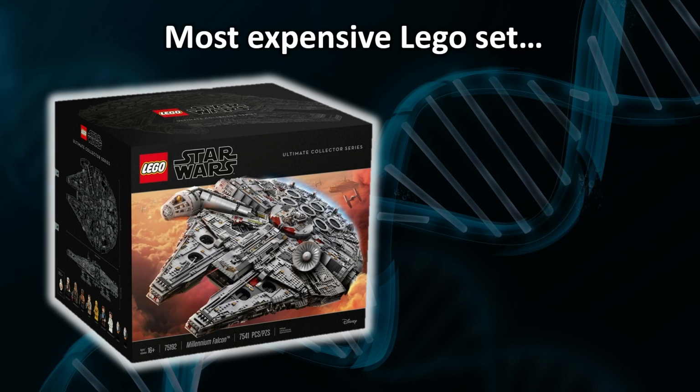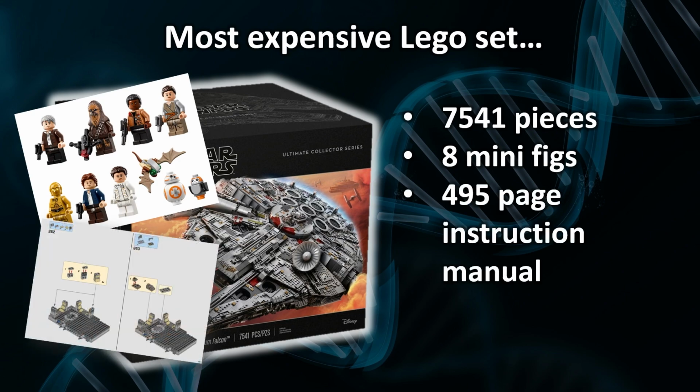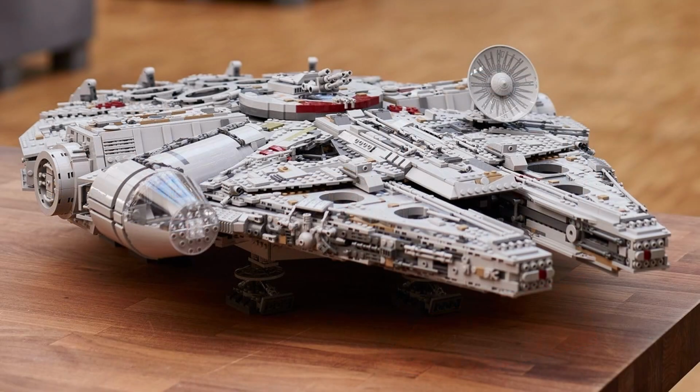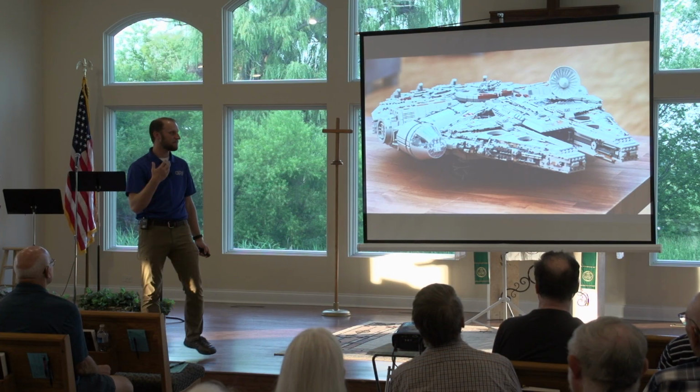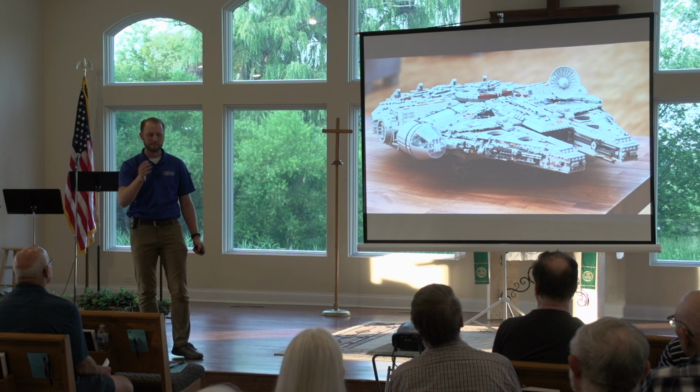And here's why. It's because they're made up of 7,541 pieces, 8 minifigs, a 495-page instruction manual, and all this for the low, low price of $850. It's not so bad. And once you go through all this work of assembling it, you have a beautiful Millennium Falcon. Now that's a pretty nice design, isn't it? Like, it's pretty impressive. Humans are able to design and build some pretty impressive things, but there is a key fundamental difference between this and development.